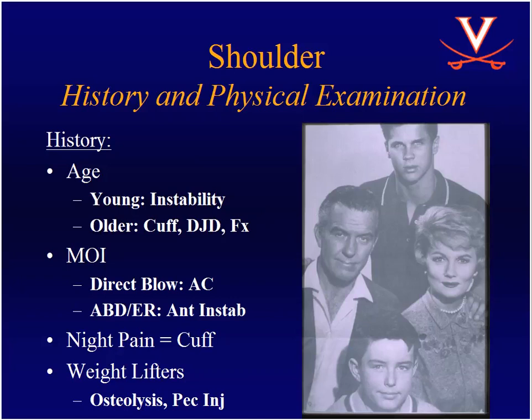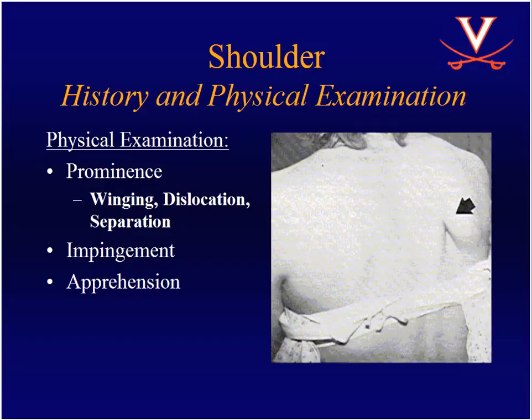If you have a direct blow or fall onto that shoulder, you may have an AC injury. If you have an abduction external rotation injury, you may have had a shoulder instability episode. If you have night pain, maybe you have a rotator cuff tear in the older patients. If you're a weightlifter, then very commonly you may have osteolysis of the distal clavicle, or weightlifters can have pectoralis ruptures.